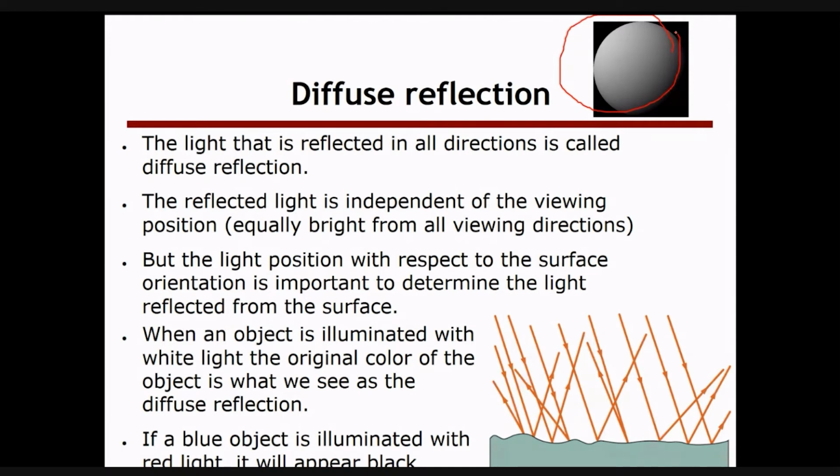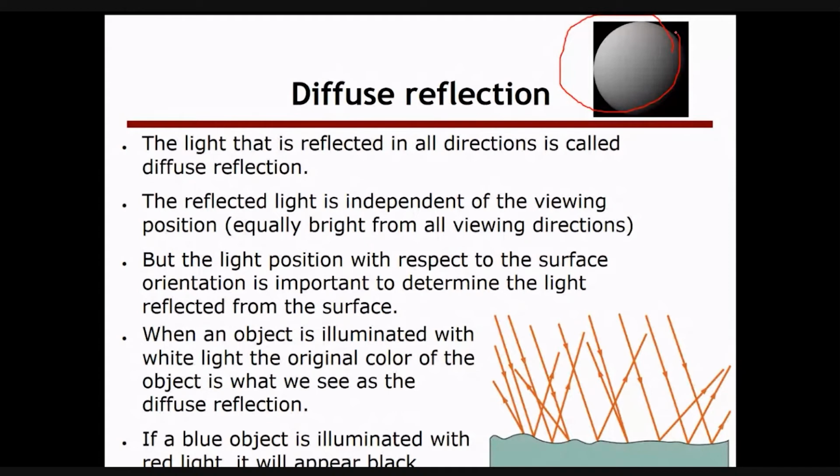Okay. So now we have one topic, that is the light that is reflected in all directions. Now we are getting this light that falls on the surface, and the light is getting reflected in all directions instead of getting reflected at a particular spot or particular surface position. The light is getting dispersed.